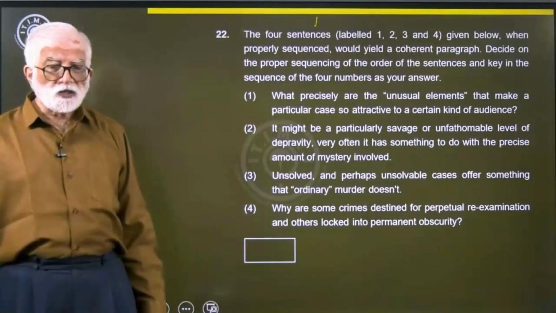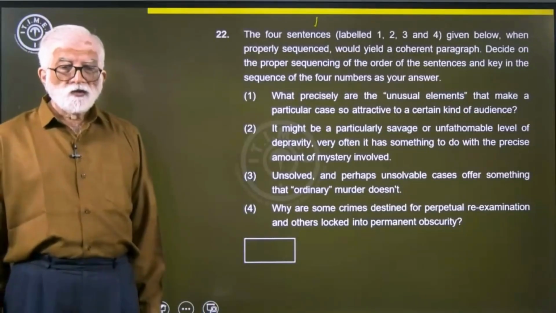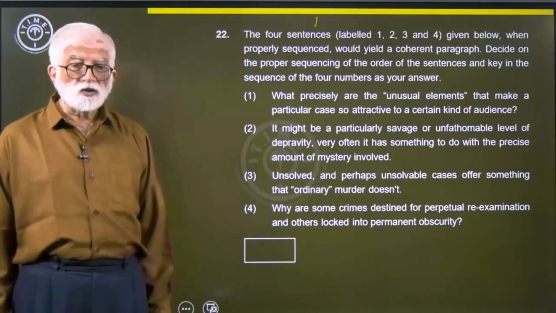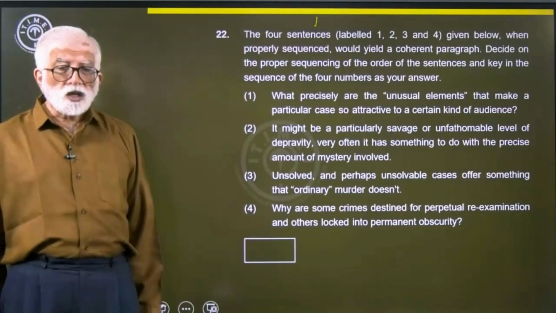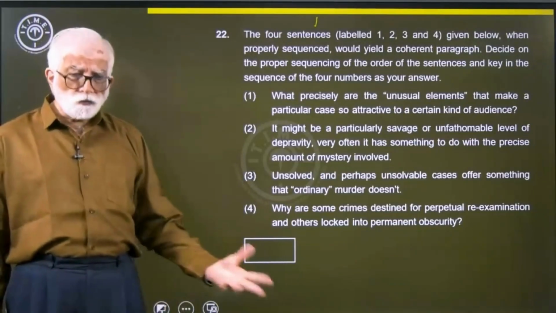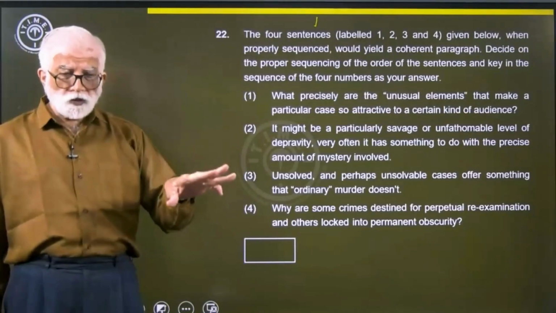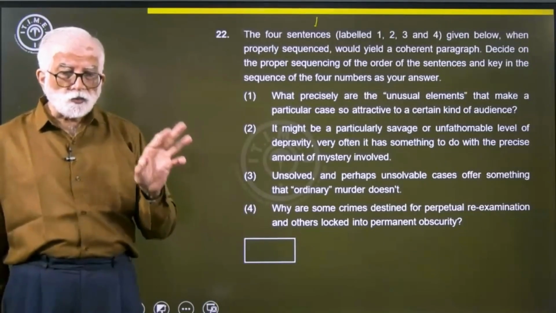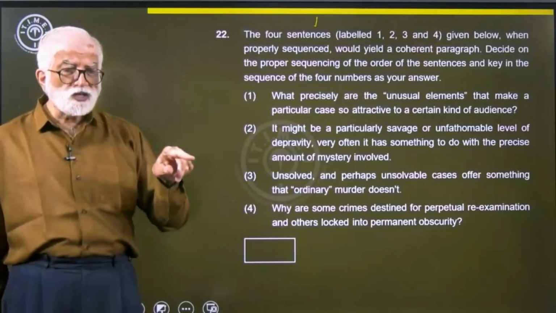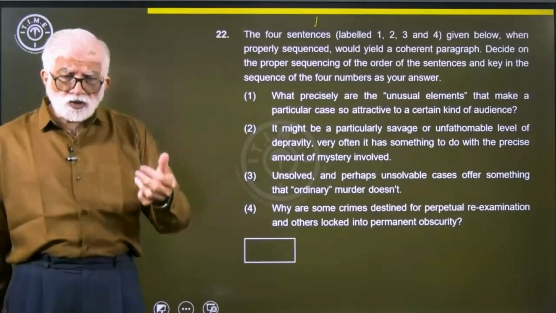It might be a particularly savage or unfathomable level of depravity. Very often it has something to do with the precise amount of mystery involved. So, what are the unusual elements that make a particular case so attractive? Well, it could be a particularly savage or unfathomable level of depravity. It could be, right? Very often it has something to do with the precise amount of mystery. So, when you say it might be, it actually is an answer to a question. So, you are asking a question, you are offering an answer.